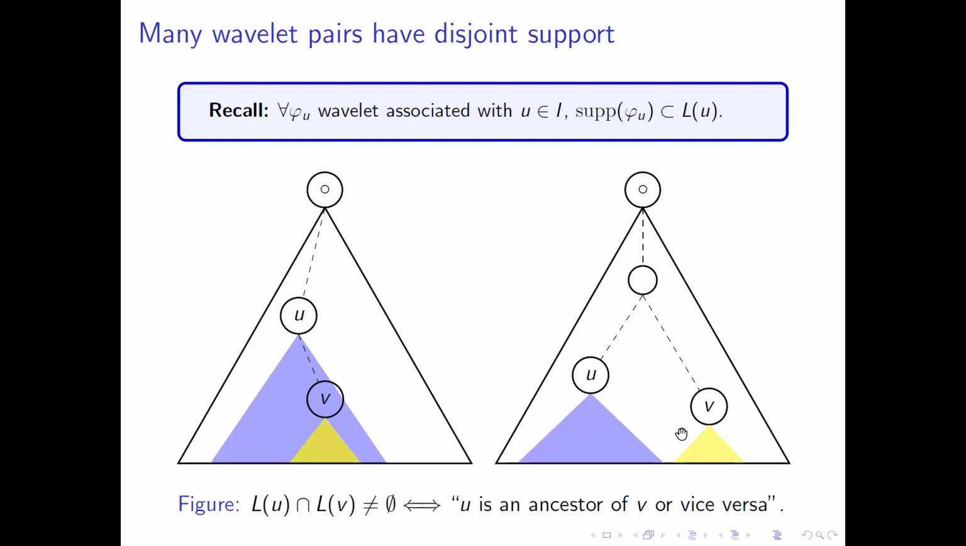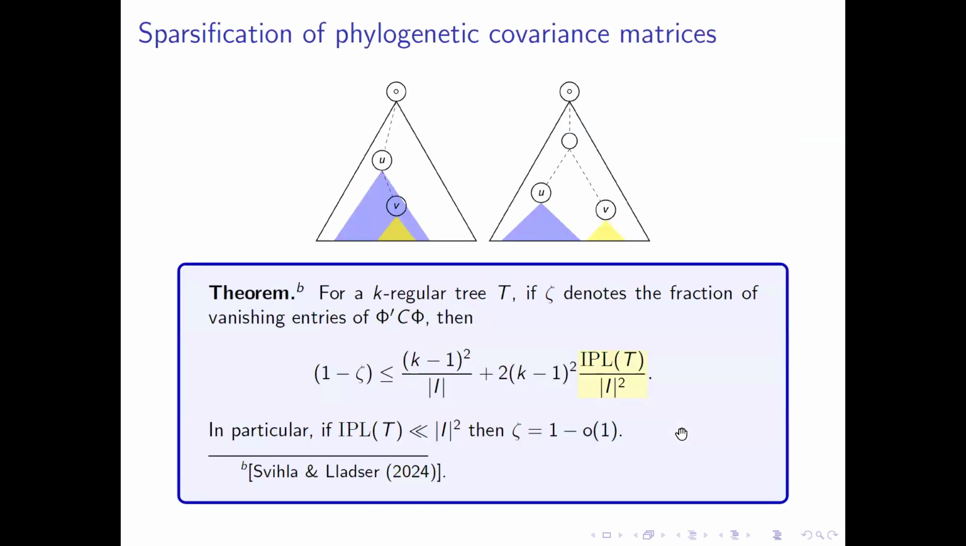So here's just an illustration kind of giving that intuition. On the left, we have one where there would be no 0 entry produced necessarily. On the right, we know for sure there would be one for any wavelets associated with U and V. So if we go about counting the number of times this occurs, or counting the number of pairs of interior nodes where we have these disjoint leaf sets where one doesn't descend from the other, then we get a bound on zeta, which here is the proportion of entries in the transform matrix in the Haar-like basis, which are 0.